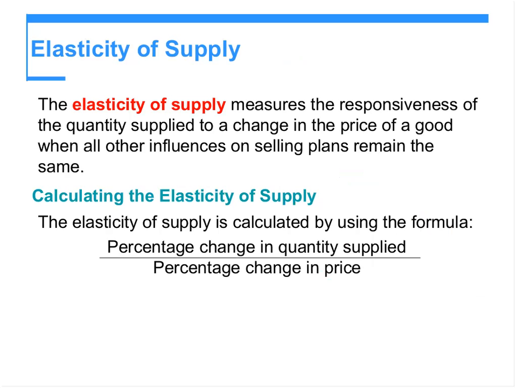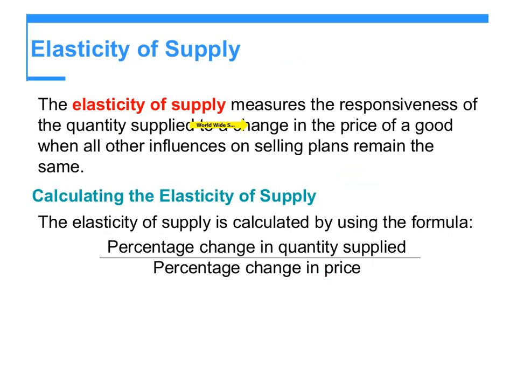Okay. So all of those formulas that we had for demand, now we're going to apply for supply and see the responsiveness of the quantity supplied to a change in the price of a good when all other influences on selling plans remain the same.